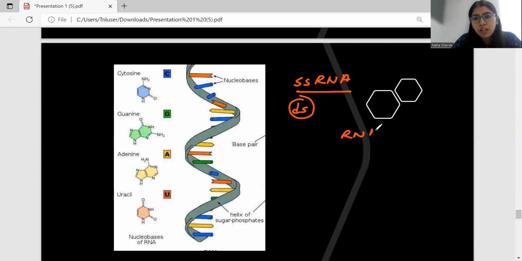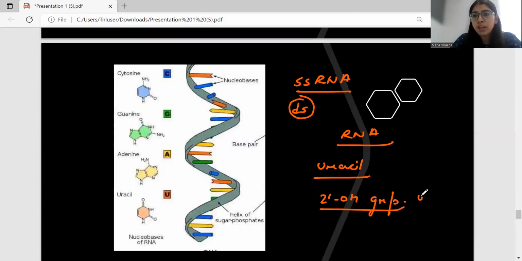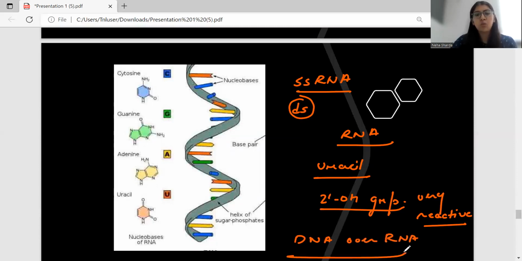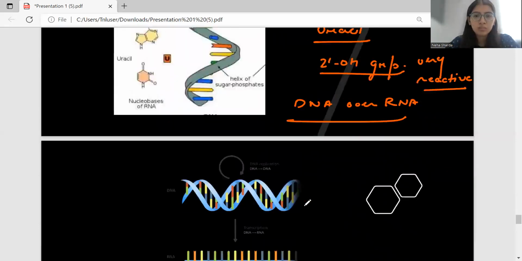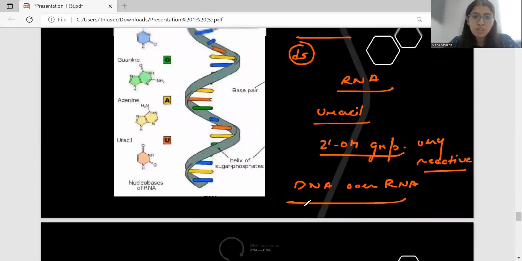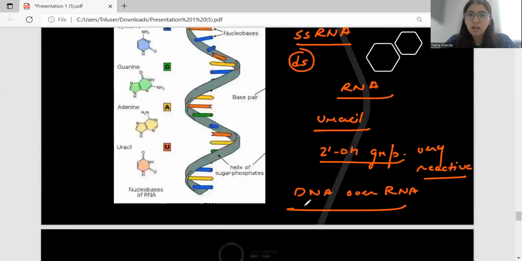The difference between RNA and DNA is that RNA has uracil and RNA has a 2' hydroxyl group. This 2' hydroxyl group is very reactive. That is why evolution chose DNA over RNA.